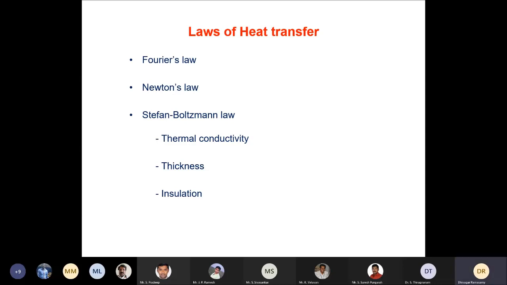Then thermal conductivity, the unit of thermal conductivity, is watt per meter Kelvin. Heat transfer coefficient, I told you, is watt per meter square Kelvin. Thickness also I have told. If the thickness of the material is very small, the heat conducting rate will be maximized. If the thickness of the material is high, we cannot achieve the heat that we expected.